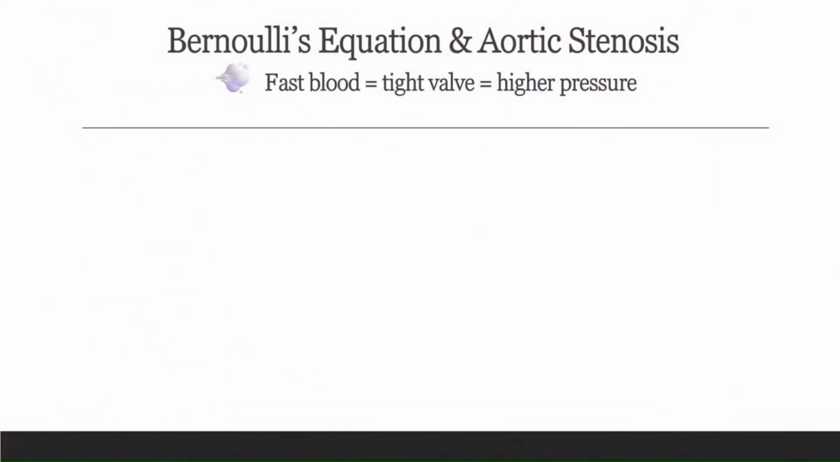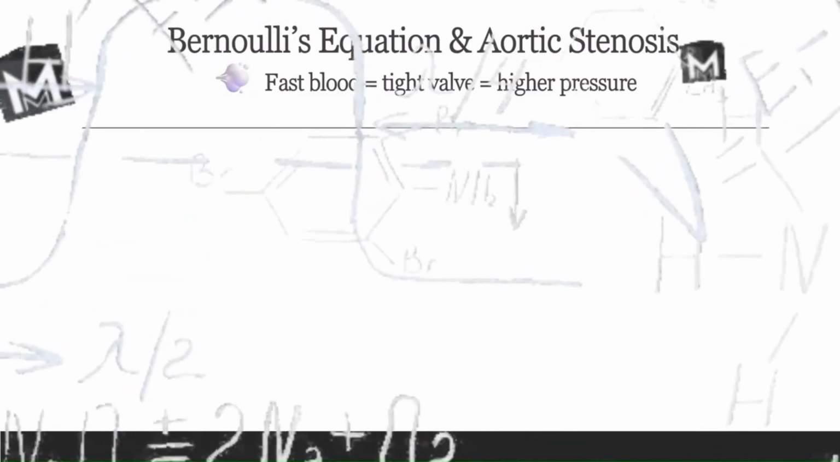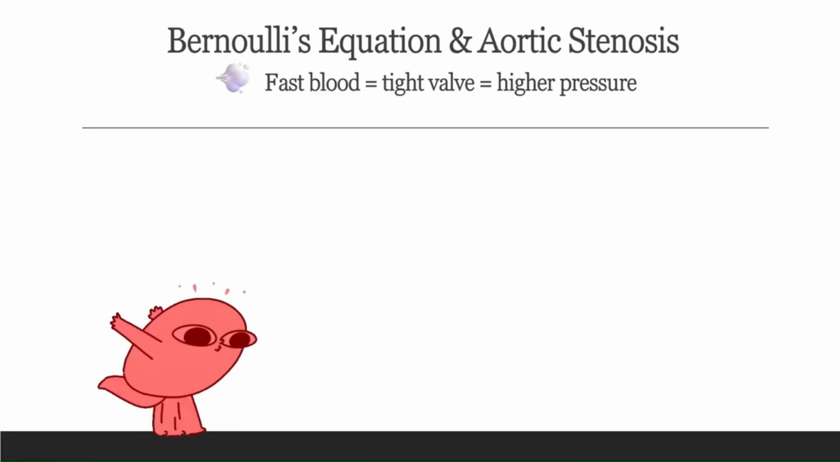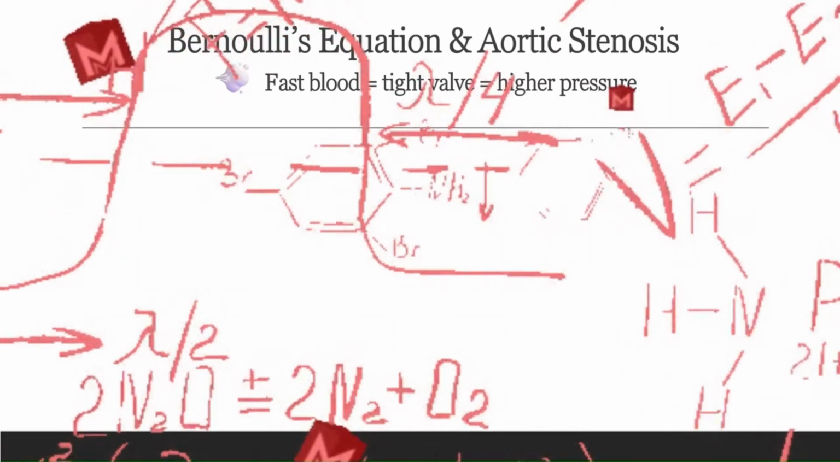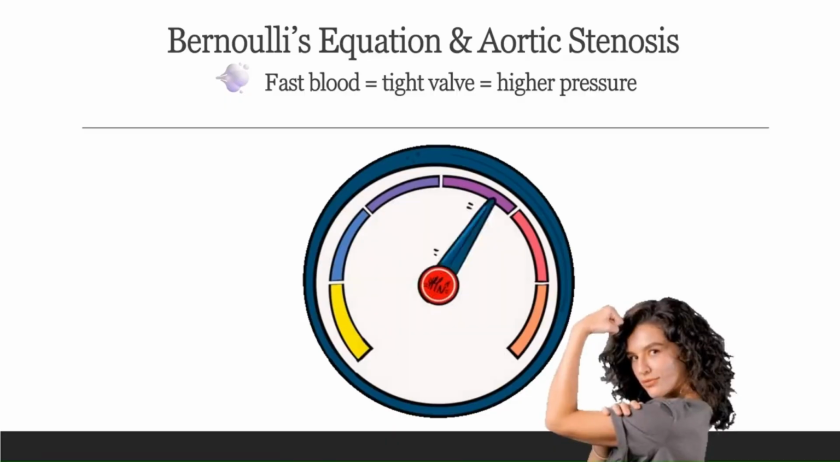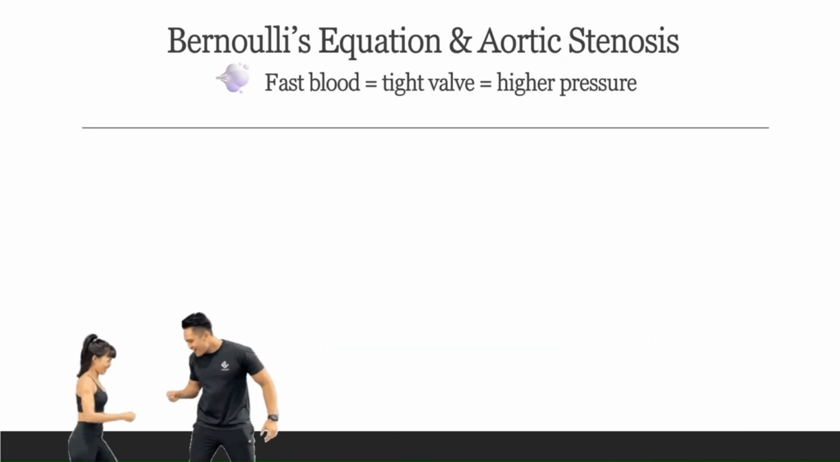Now, just for understanding, let's talk a little bit about Bernoulli's equation. This is just a beginner-friendly explanation. Bernoulli's equation is simply a way for us to turn blood speed into pressure. We can't directly measure pressure with echo, but we can measure velocity. And velocity tells us how blocked, calcified, or tight the valve is.